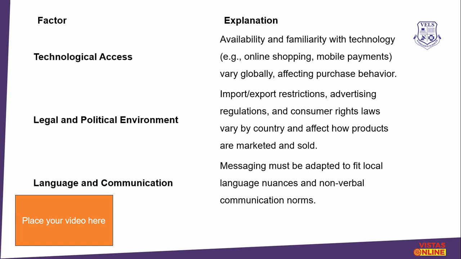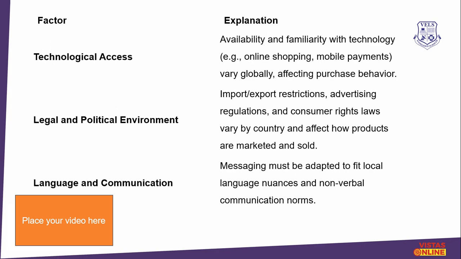Factors explanation. Technological access: availability and familiarity with technology. Example: online shopping and mobile payment vary globally, affecting purchasing behavior. Yes, absolutely. Now, social media is booming.